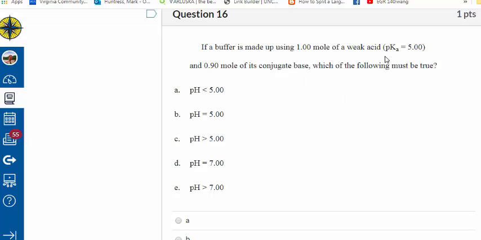Okay, so there's a little more conjugate acid than conjugate base, so it's going to be a little more acidic than its pKa value.